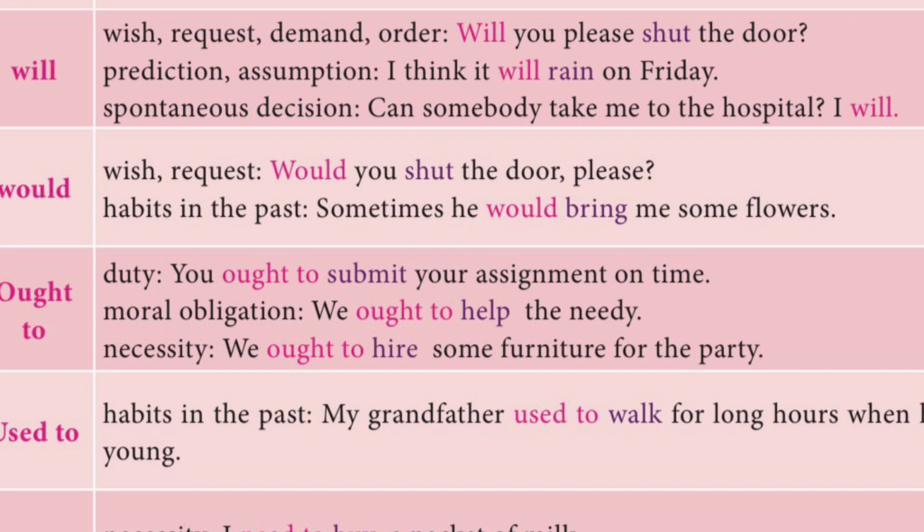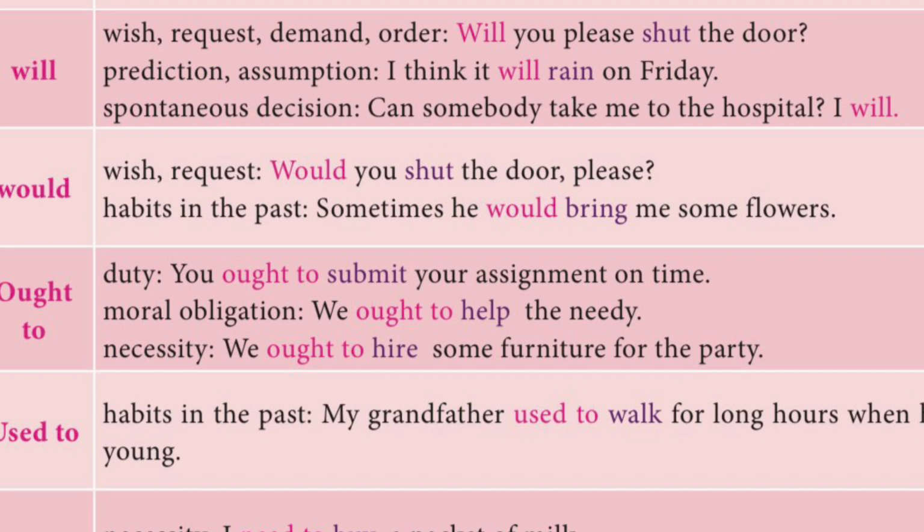And then to tell about predictions or assumptions, we say I think it will rain on Friday. So that's an assumption, and a prediction, to see the weather and say that. And for spontaneous decision, we use will. Can somebody take me to the hospital? When someone is asking for help, we say I will, in the spontaneous mood. So for a spontaneous decision, we say I will.